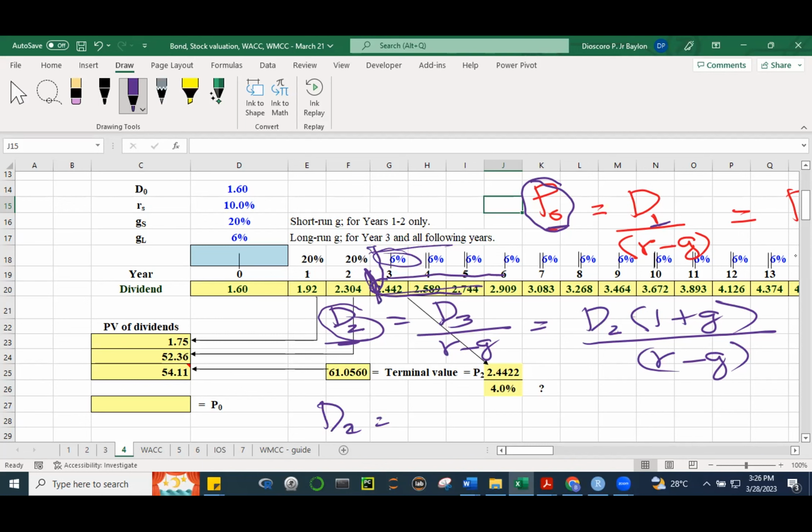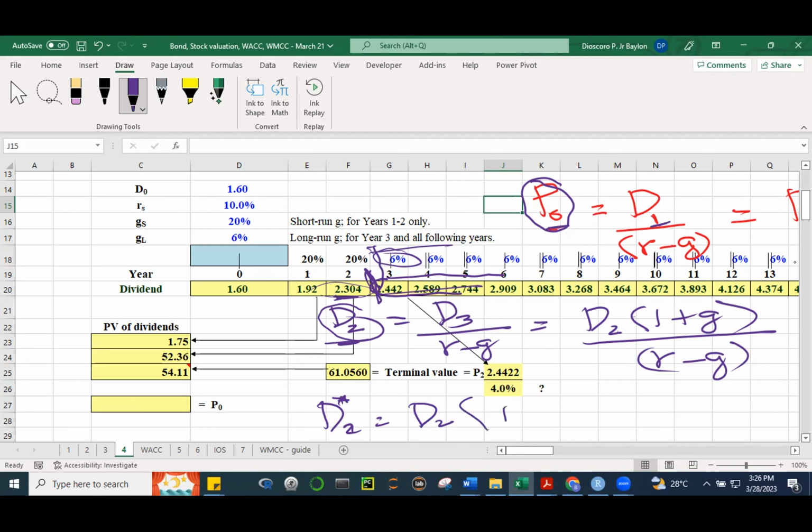Because you have a dividend here, D2. So another D2 is the equivalent of all these dividends. So that will be equal to, maybe let's call this D2 star, just to distinguish it from the D2 here. So the D2 star is equal to D2, this dividend at year 2.